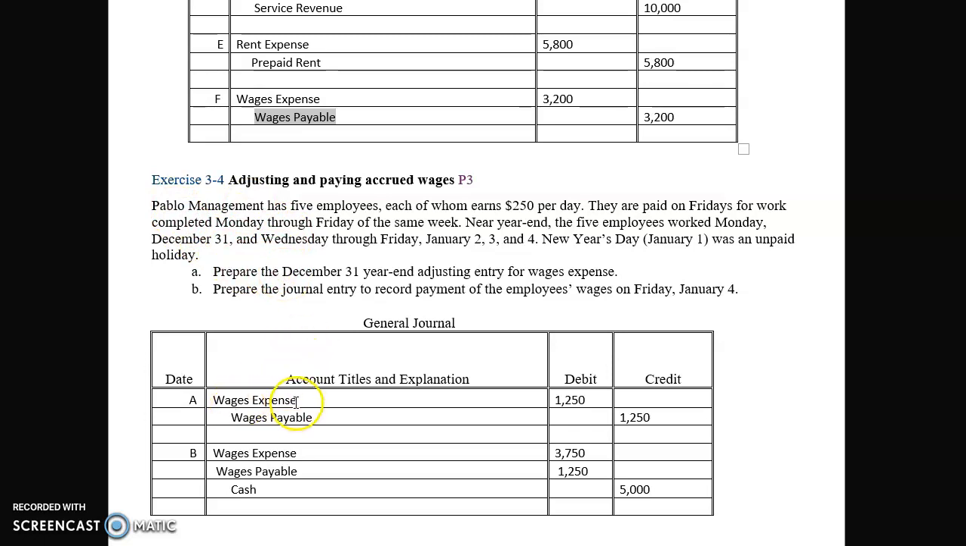So wages expense, so $250 a day for 5 employees. 1 day would be $1,250. So prepare a journal entry for December 31st. That's just 1 day's expense. So we'll debit wages expense $1,250 and we'll credit wages payable $1,250.